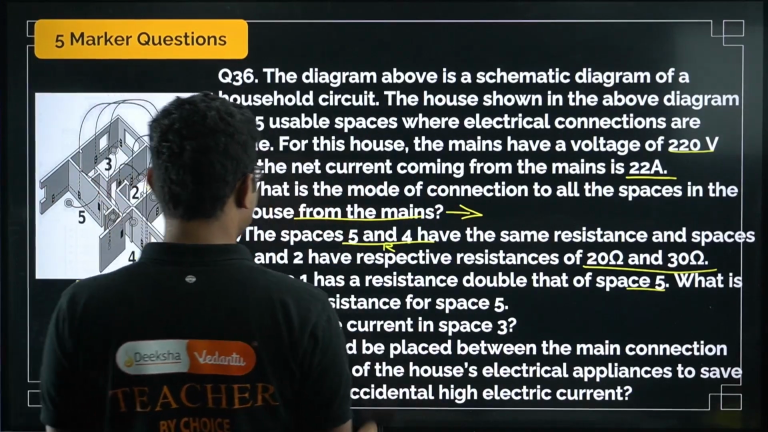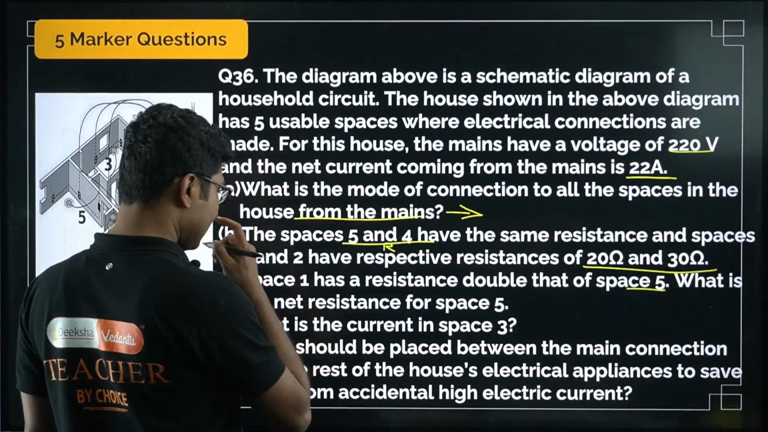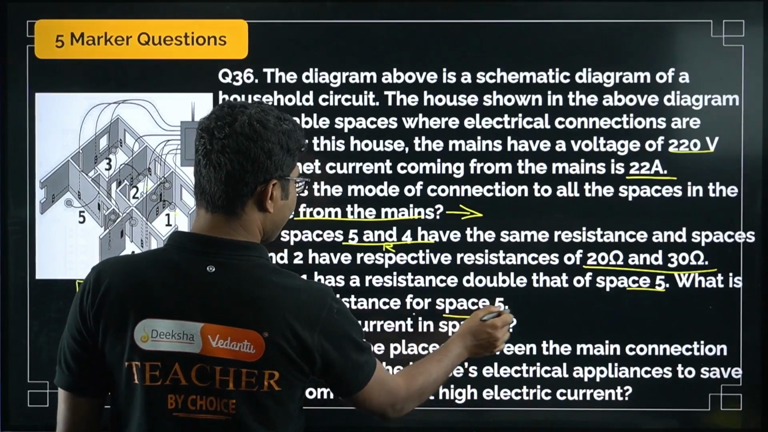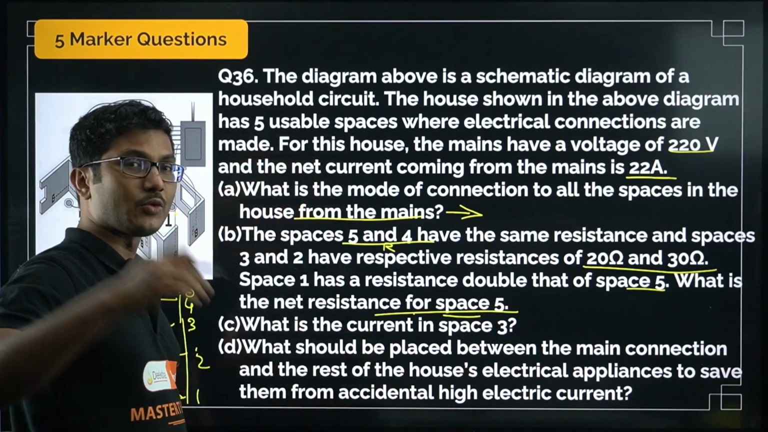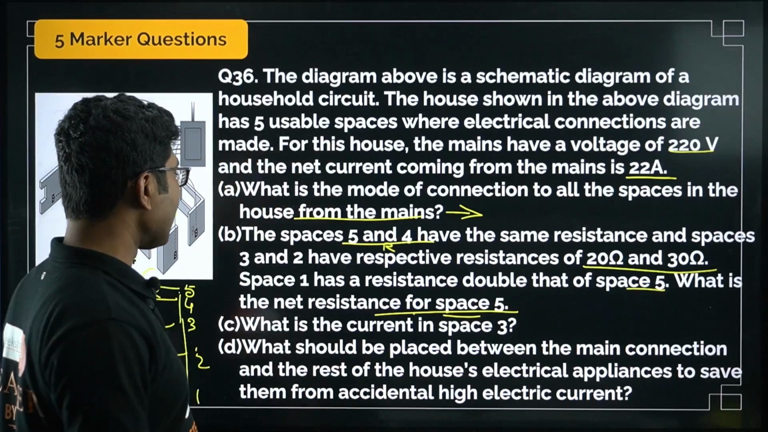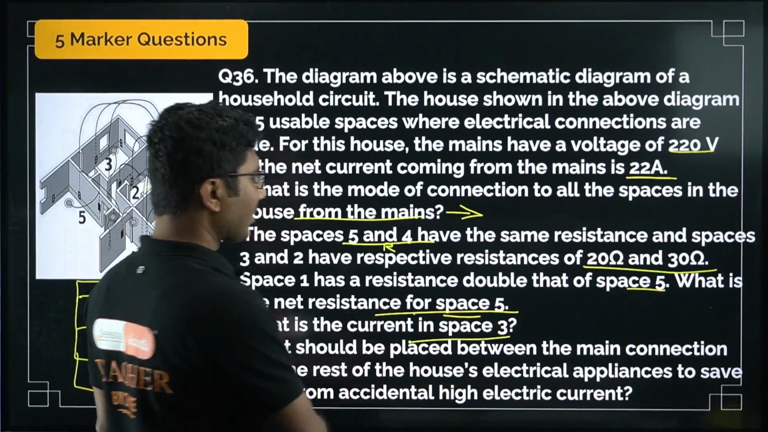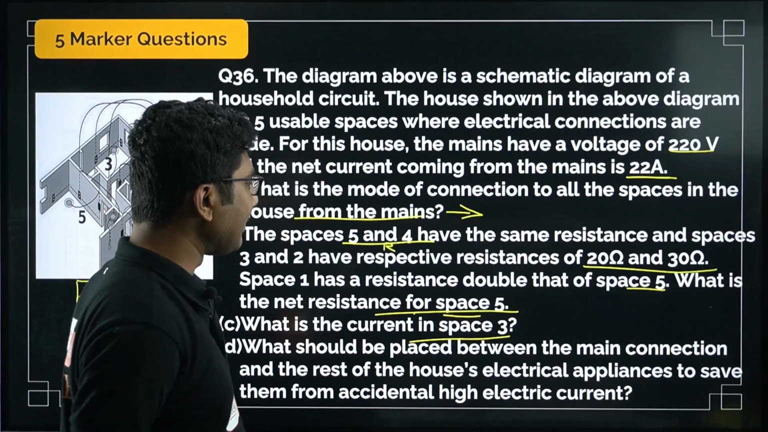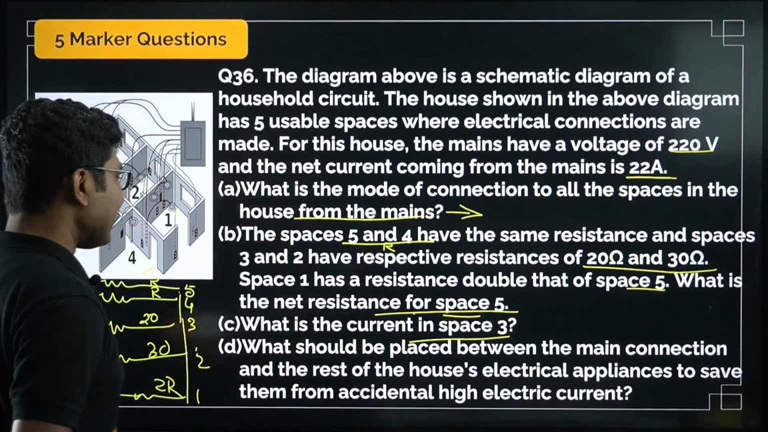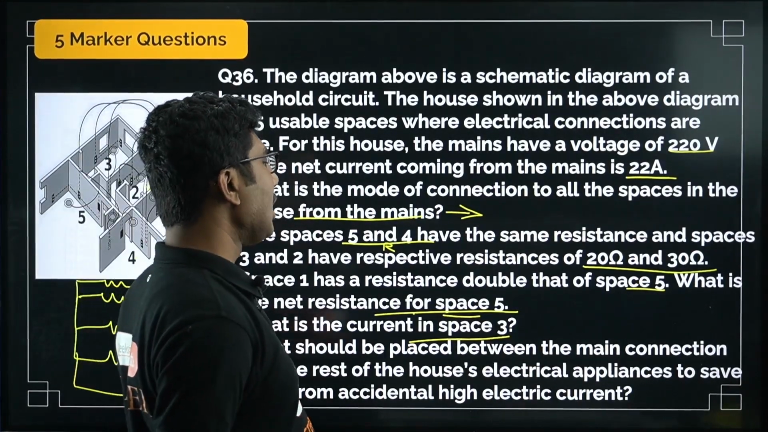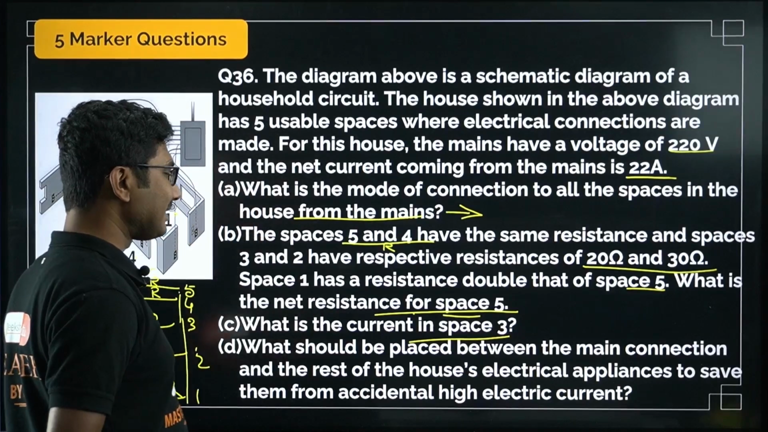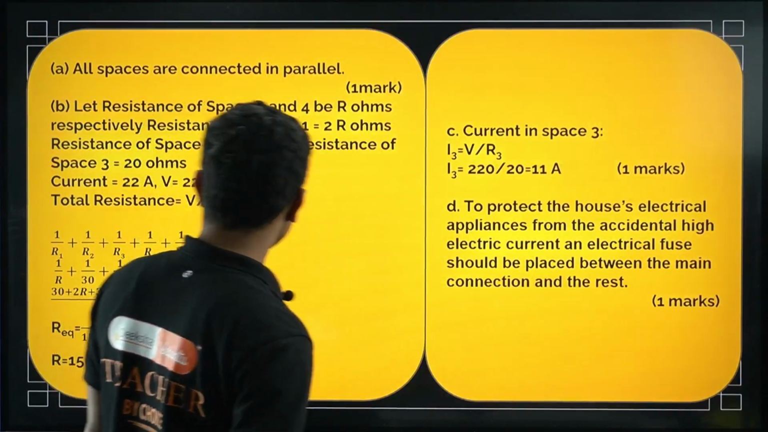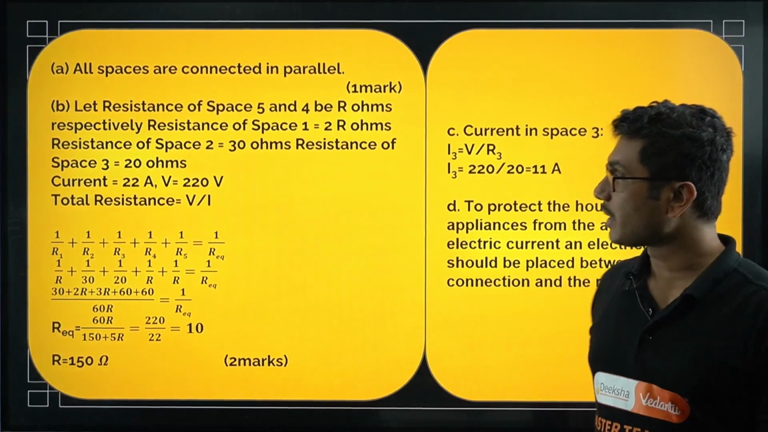What is the net resistance? What is the net resistance for space 5? What is the current in space 3? Another interesting thing: what should be placed between the main connection and the rest of the house electrical appliances to save them from accidental high electric current? Another interesting question. Let's see the answer. This is a little longer question, a 5-mark question obviously.